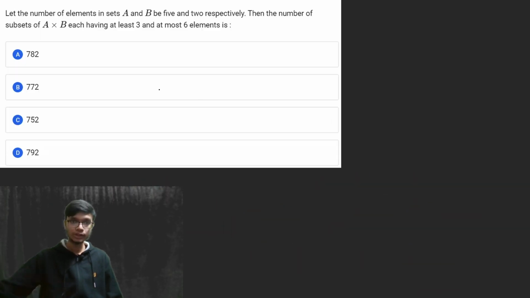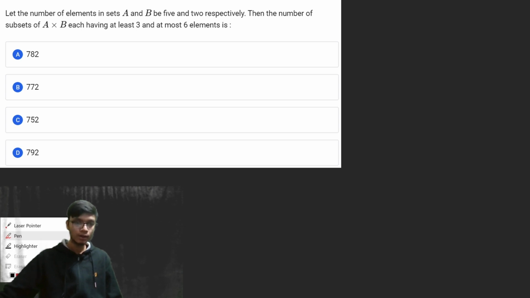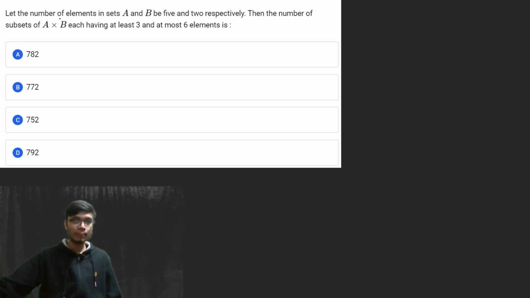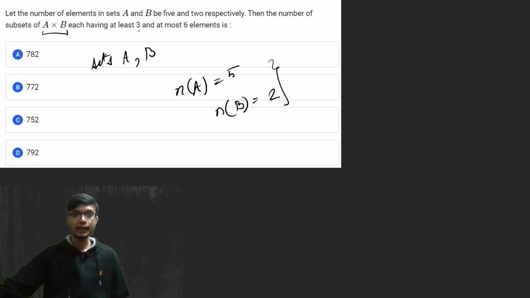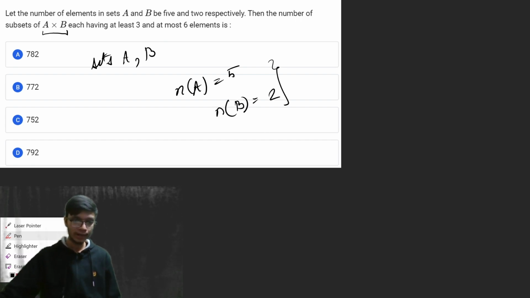So the next problem says that we have two sets, A and B. The number of elements of set A is equal to 5, and the number of elements in set B is equal to 2. We need to find the number of subsets of A cross B, such that each has at least 3 and at most 6 elements. Now firstly, you tell me what is the cardinality.